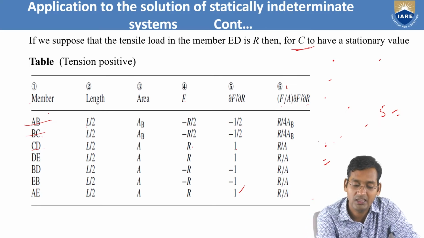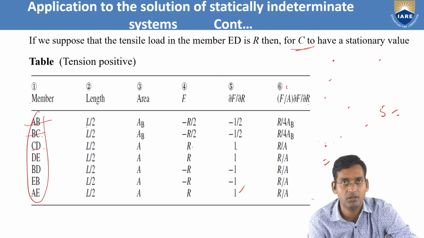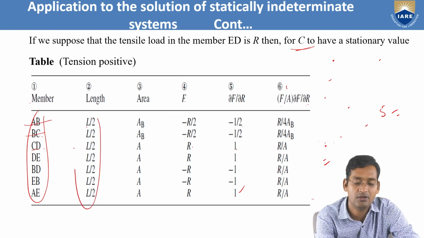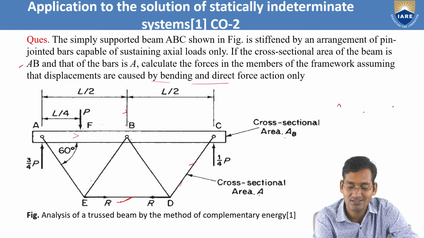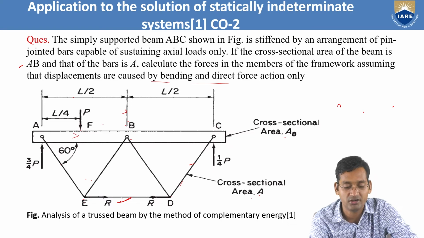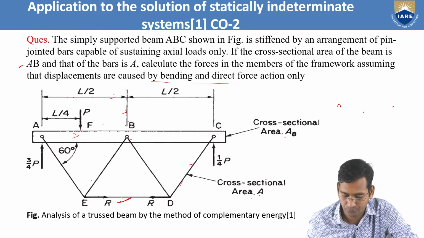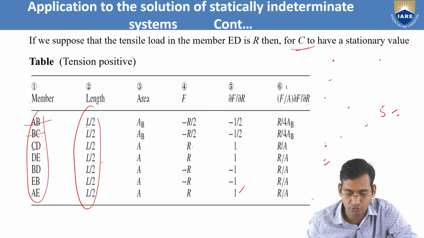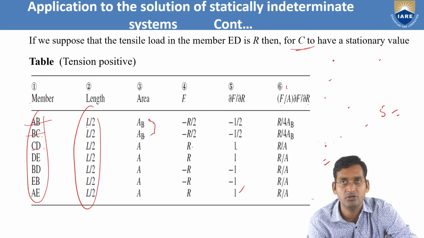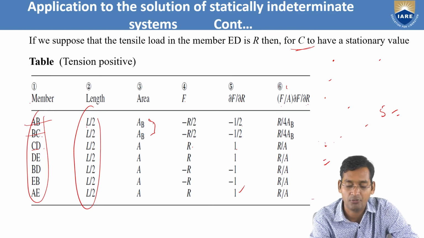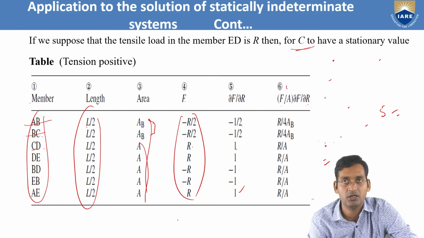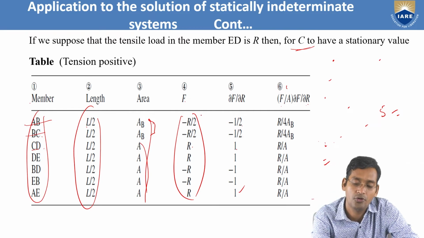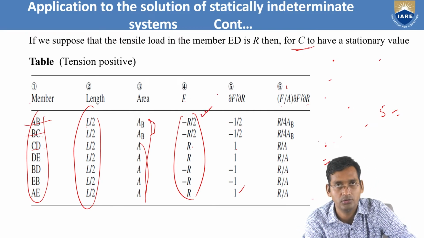Next, A, B, C, D, whatever members are given, note that. Whatever their length is given, it's at 60 degrees, right? So it means it's an equilateral triangle, so the length of all the members will be the same, which is equal to L by 2. Area also is given for the beam A to B and B to C, AB, and for the remaining A. Now by using the joint method, for each point, sum of vertical forces equals 0, sum of horizontal forces equals 0, find the value of F for each member.